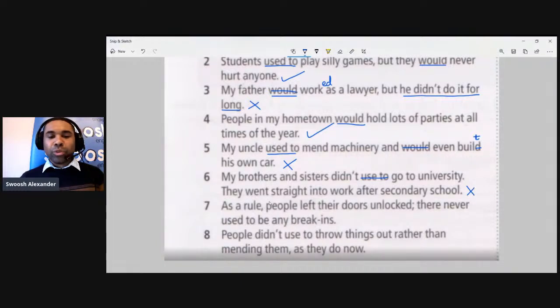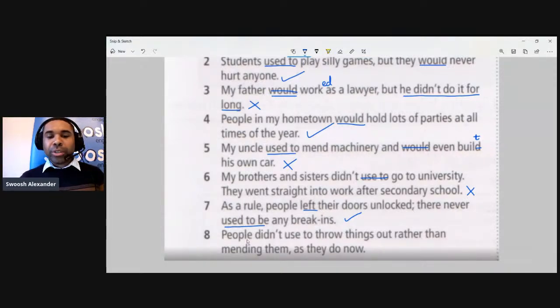And number 7, as a rule, people left their doors unlocked. There never used to be any break-ins. What do we think to this? Any ideas on number 7? Number 7 is right. Good. Absolutely. Yeah. So people left their doors unlocked, referring to the past. There never used to be any break-ins. So we're talking for a longer period of time and a routine. Routinely, this is something that didn't happen, that neighborhoods were safe.